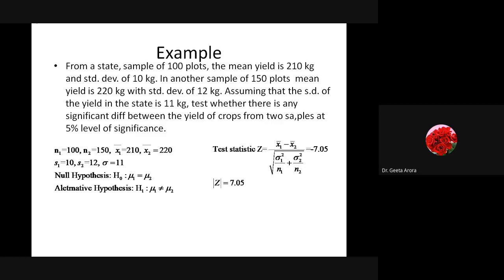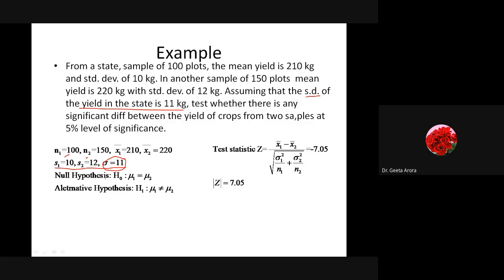Here you have to be careful regarding these s1, s2 and sigma. As we have already discussed, whenever something is given from the population, we do not have to take something from the sample. So here also, when we do the calculation, you will see we are ignoring s1 and s2. We are not using them because it is given that the standard deviation of the yield in the state is 11 kg. So you have to do the calculation taking sigma1, sigma2 as sigma, because here we are talking about a state. We are not working on different populations. We have a single population and we are taking two samples.